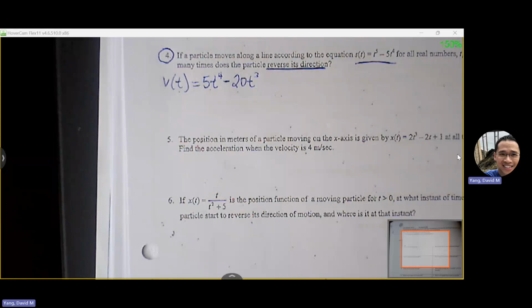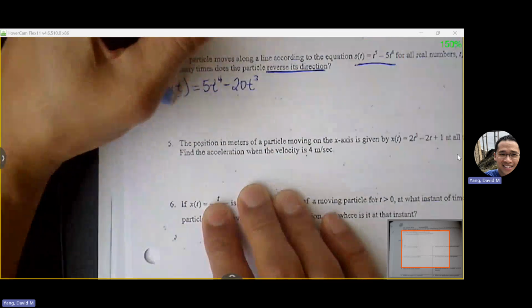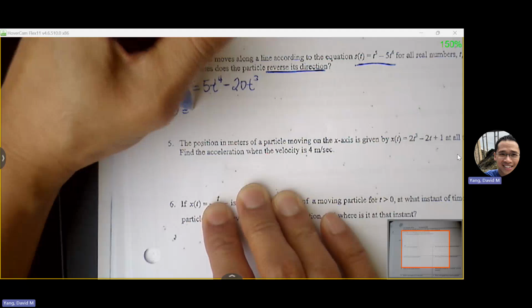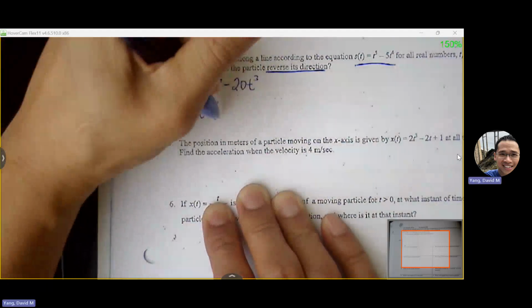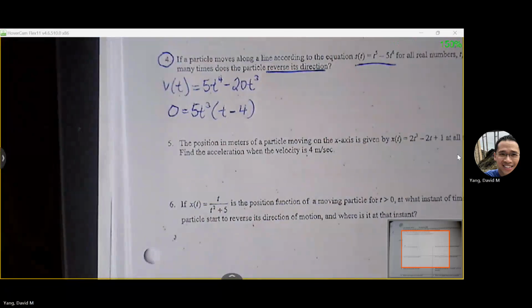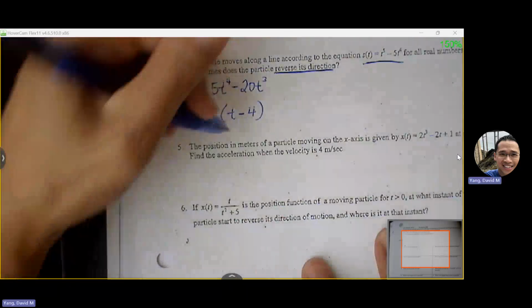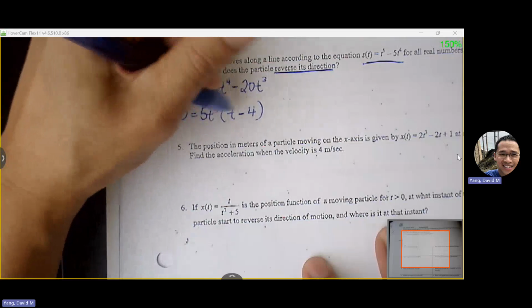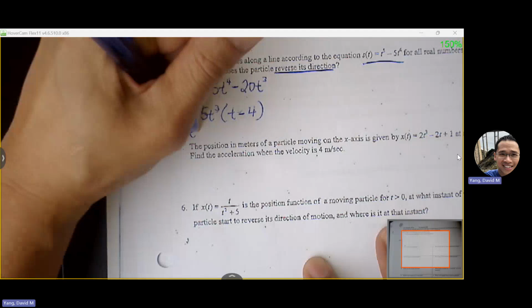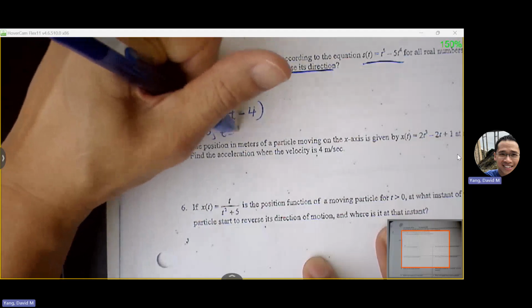So we talked about a prerequisite for reversing direction. It's got to be motionless. So let's set velocity equal to 0, and we can factor out the t. We can factor out 5t cubed, and we're left with t minus 4. We solve for t. We have two places where t shows up. We set that equal to 0. We set that equal to 0. We get t equals 0, and we get t is equal to 4.